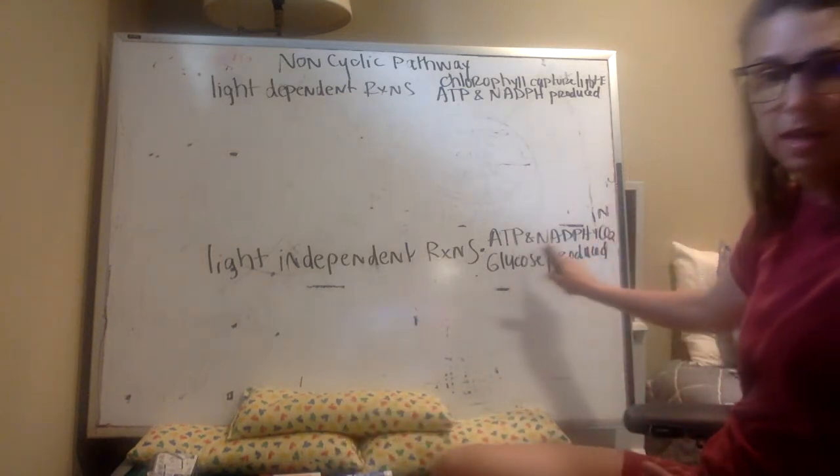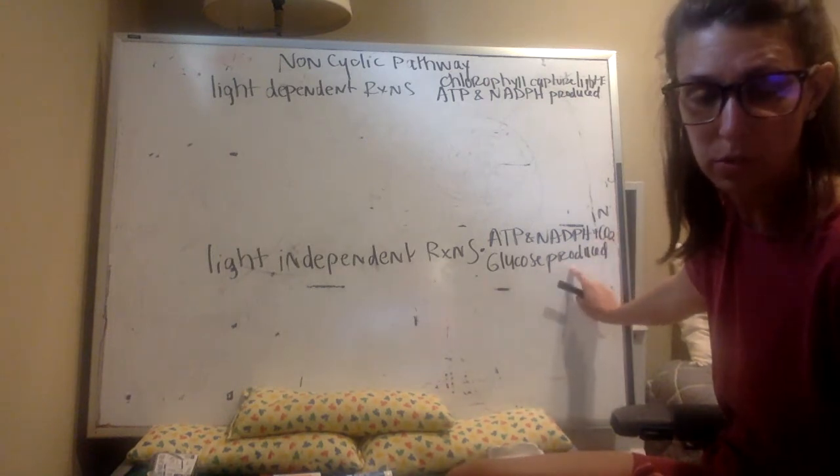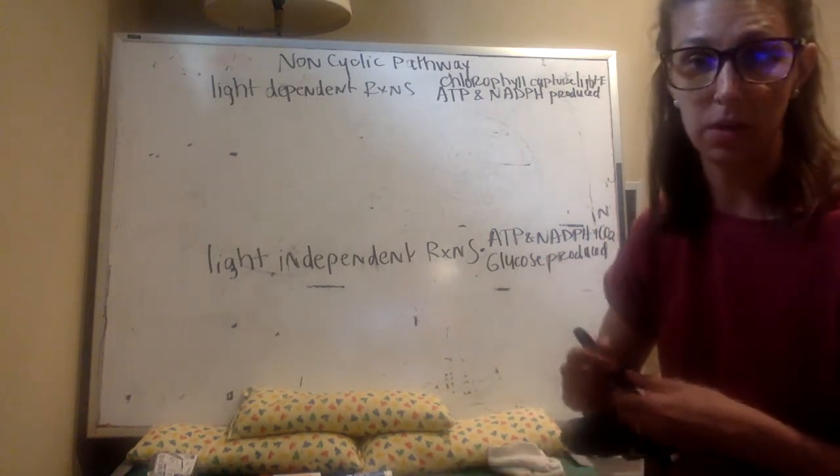So I wrote ATP and NADPH in, carbon dioxide in, and then glucose is produced. All right, so now we're going to zoom in even more.